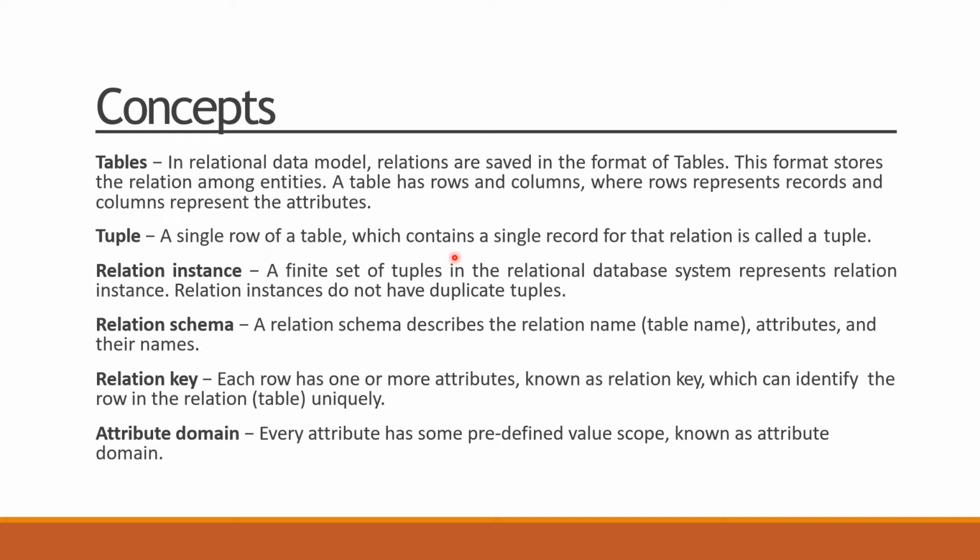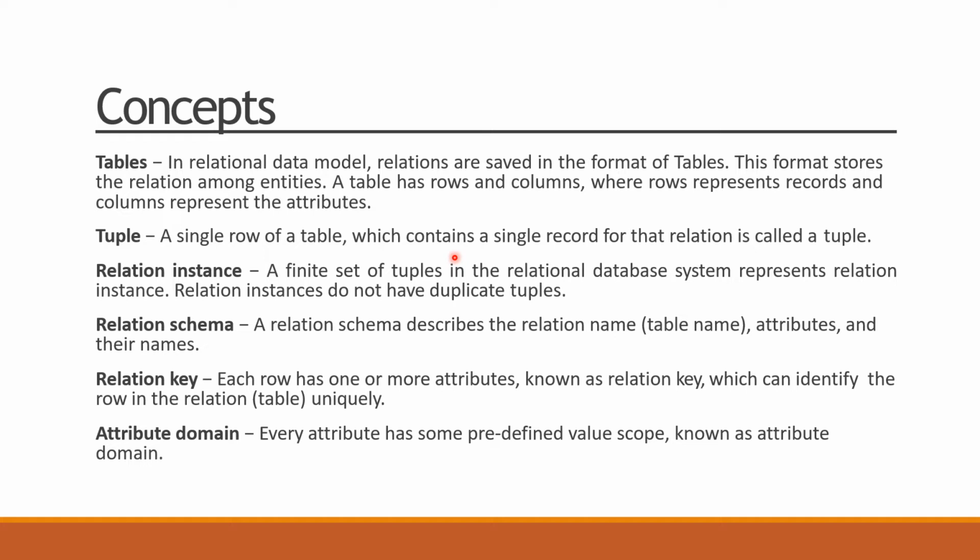Then comes relation instance, a finite set of tuples in the relational database system represents relation instance. Relation instances do not have duplicate tuples. Then comes relation schema. Schema is the database description basically. A relation schema describes the relation name, table name, attributes and their names. So this is the relation schema.